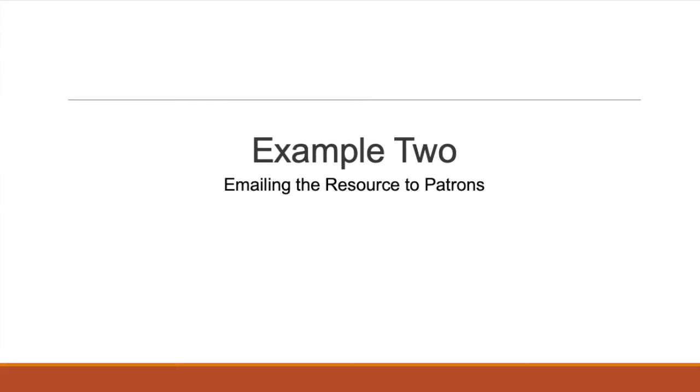Example 2 is about emailing the patron the resource they were looking for. Perhaps when looking for resources, the patron finds that one of our links is broken. However, you managed to find the resource on a different database. You would then email the resource to them for their use. However, there's a caveat. We can only email the resources to a Butler email, which means that only current students, staff, or faculty can get the resource.